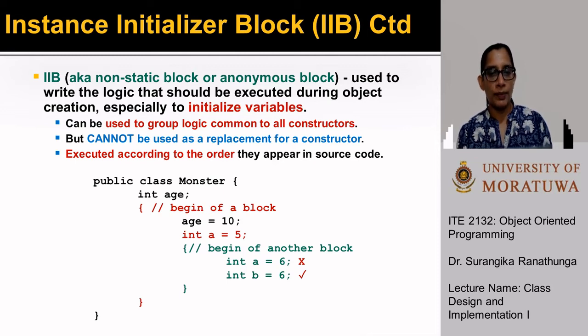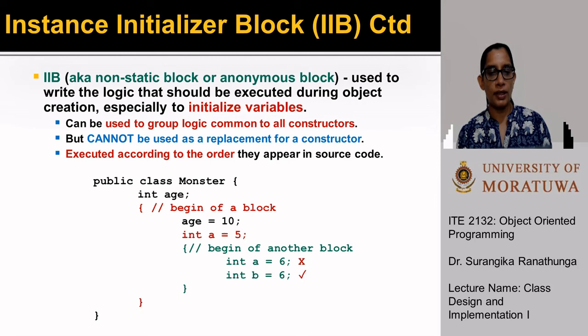Now you may wonder, we already have the constructors to initialize variables, so why do we have to use the instance initializer block on top of the constructors? If you remember, we discussed that in certain cases, we may have more than one constructor in a class. And sometimes some constructors may share the same code. So writing the same code in multiple constructors is a waste of time. In such a case, the logic common to all the constructors can be moved to an IIB, or an instance initializer block.